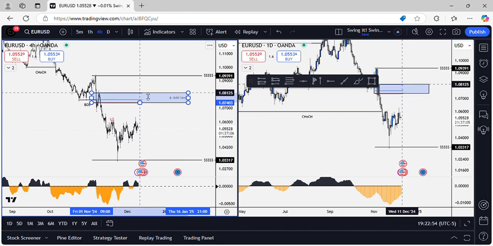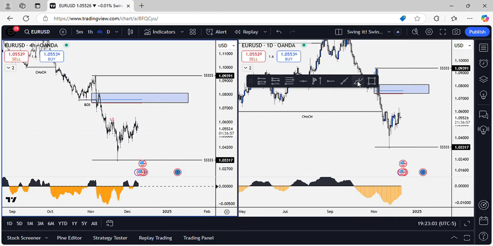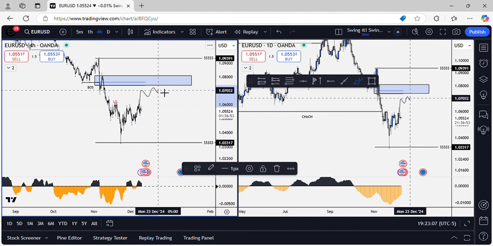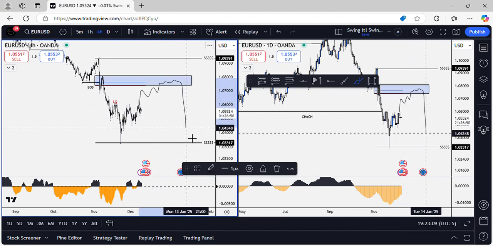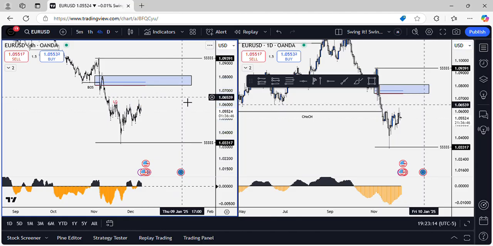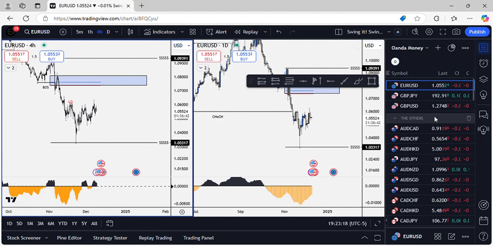And my entry criteria is a rejection off of the VWAP. So price gets to this area, plays around in this area, and then VWAP rejection. I'm getting in. Or I can just set a pending order and let it do what it do. All right, so that's that.